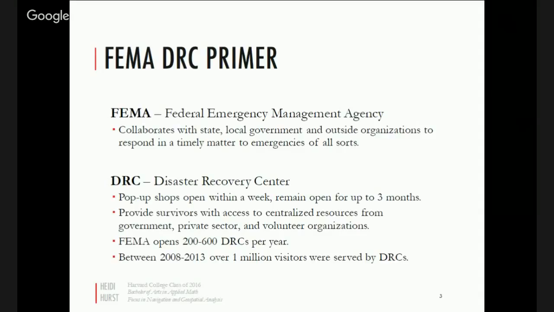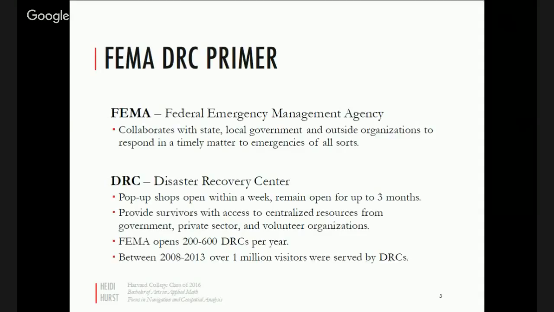So disaster recovery centers are sort of these pop-up shops that open hopefully a week after a disaster, sometimes a little bit longer, and are open for about 3 months. And the idea with these locations, they're not where you go if you need food, water, shelter. They're where you go if you need a loan to fix your roof, or information about crisis counseling, or maybe a fridge so that you can keep your medications cool. So it's longer term, again, recovery oriented things.